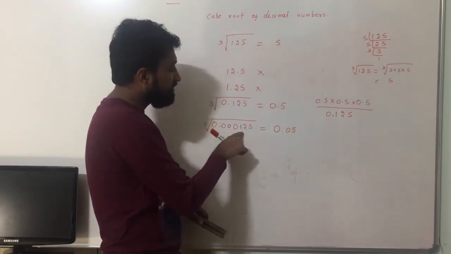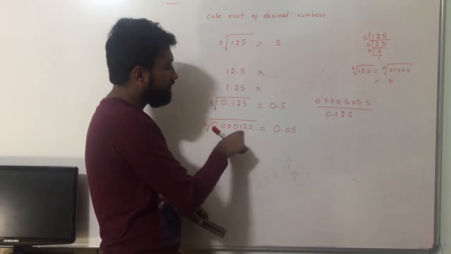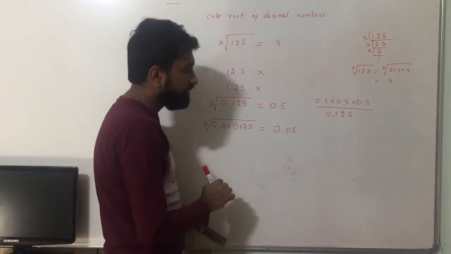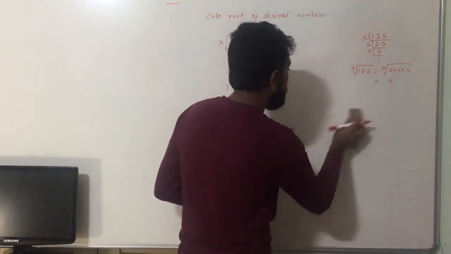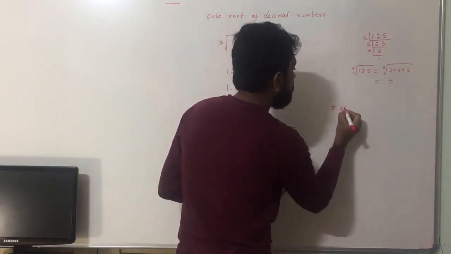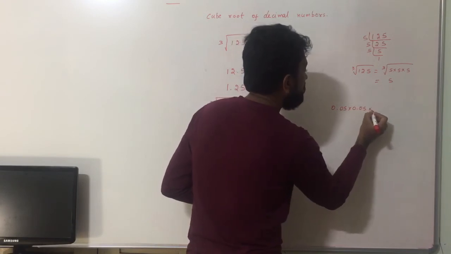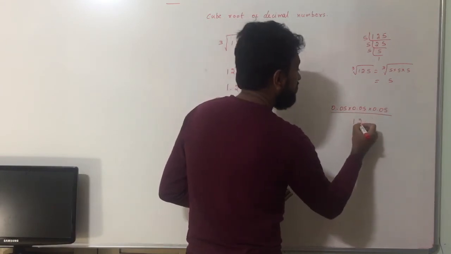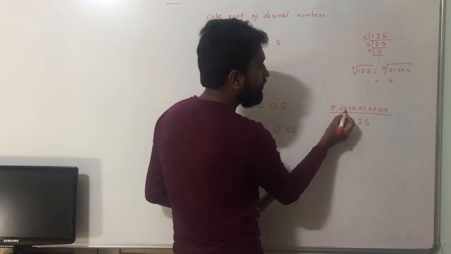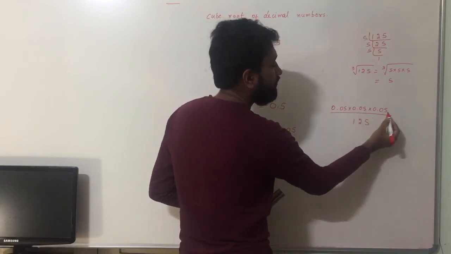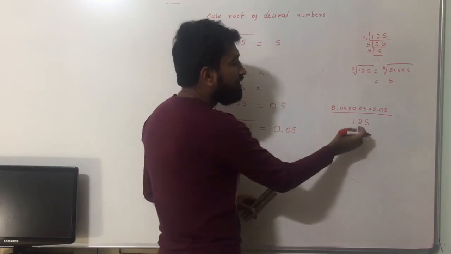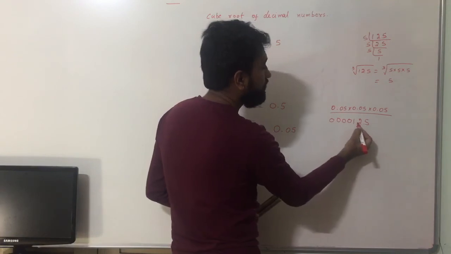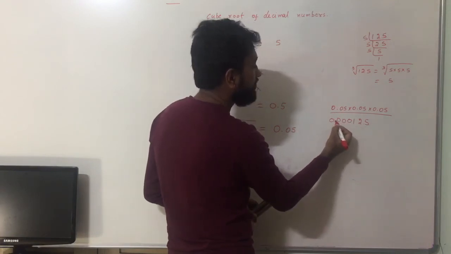This has 6 decimal numbers. 1, 2, 3, 4, 5, 6. 6 divided by 3 is 2. Therefore, in your answer, you will have 2 decimal numbers. Or if you want, you can just do the multiplication and check here. 0.05 into 0.05 into 0.05 is equal to 5 into 5 into 5 is 125. Now here there are 2 decimal numbers, another 2 which is 4, another 2 which is 6. So I should put a point in such a way that I get 6 decimal numbers here. So 1, 2, 3, 4, 5, 6.